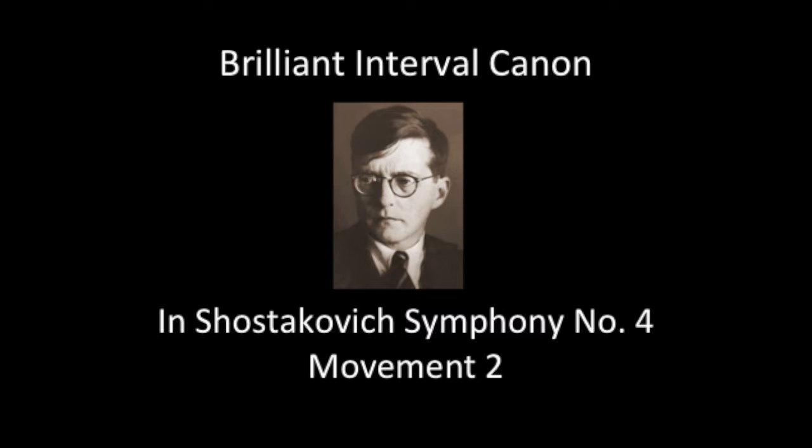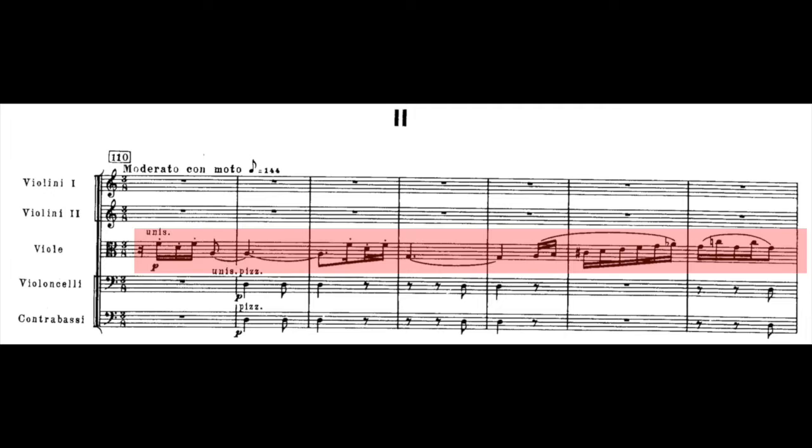This video will discuss a brilliant four-part interval canon in the Scherzo second movement of Shostakovich's Fourth Symphony in C minor. The movement begins with this theme played by the violas.